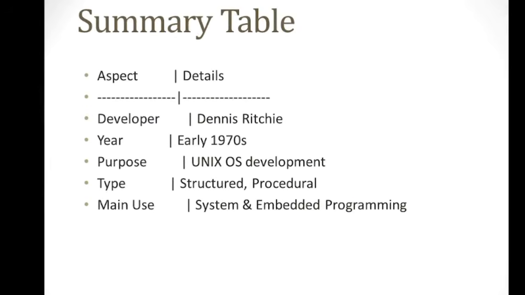This is the summary. Let's quickly summarize what we have learned. C was developed by Dennis Ritchie in the early 1970s and used to develop the Unix operating system. It's a structured procedural language that remains the backbone of system and embedded programming even today.